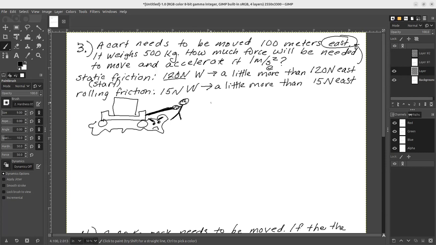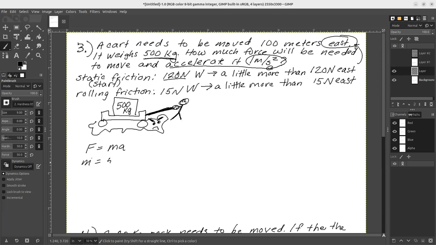So we need to know how much to keep it moving and how much to start it. And it has an acceleration. So first what we need to do is figure out how much force we need in order to accelerate it. Well, the formula for force is F equals ma. Okay, what is the mass of this thing? 500 kilograms. Oops. So, just a second, this is the mass.